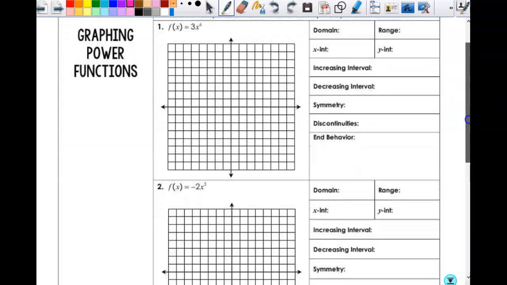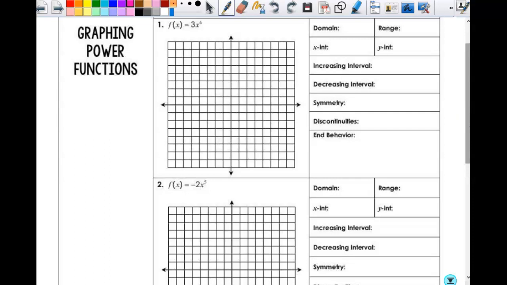It says graph each function and identify the key characteristics. So this is an x to the sixth, which means it has the quadratic characteristics like that, right? And so when I go to graph it, the only thing that's happening is it's being multiplied by 3, and that 3 does what? Stretch it. It's a vertical stretch, right?